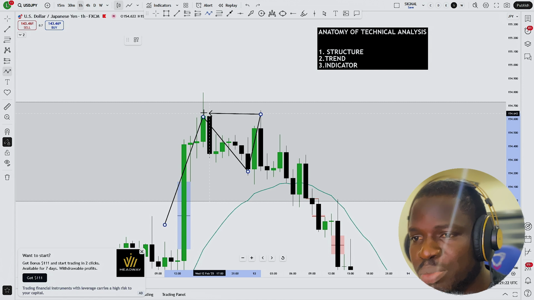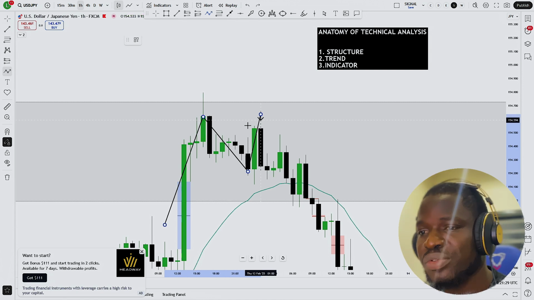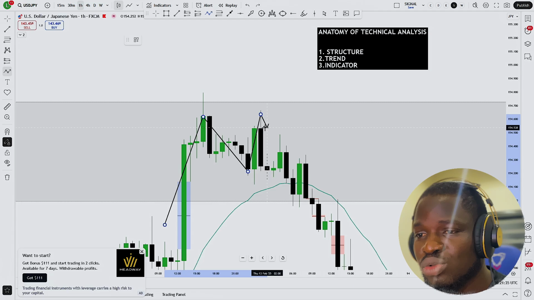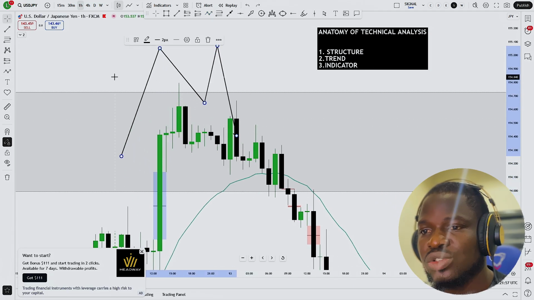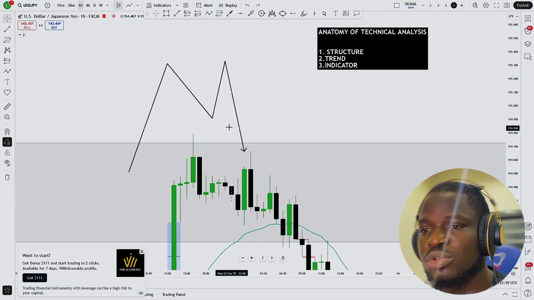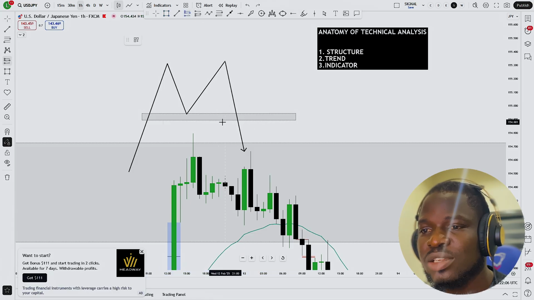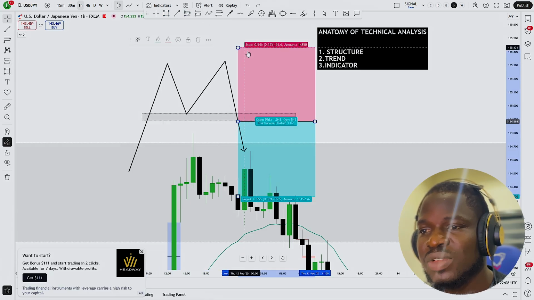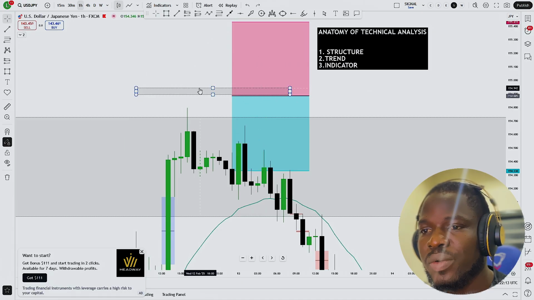formation of this double top at our point of interest, you have to exercise a lot of patience as a professional price action trader and wait for price action to break the neckline of the double top. Let me bring out this part here. You can see we have a clear double top at our point of interest here. So we are going to wait for price to break the neckline here, then we execute after the breakout of the neckline at this zone here.